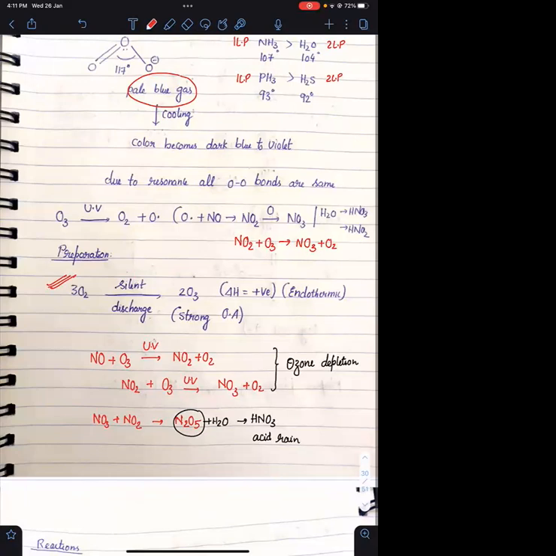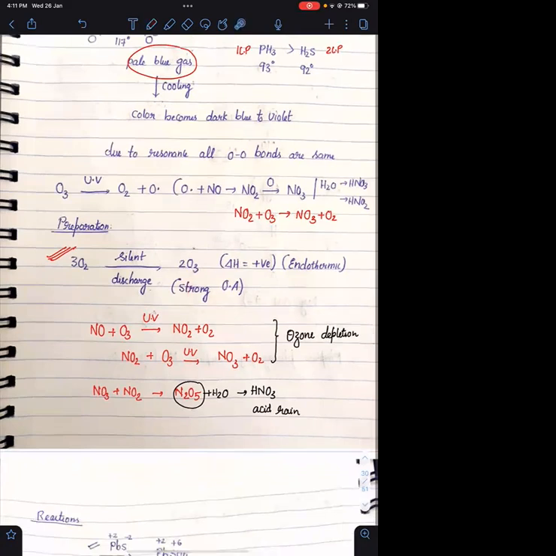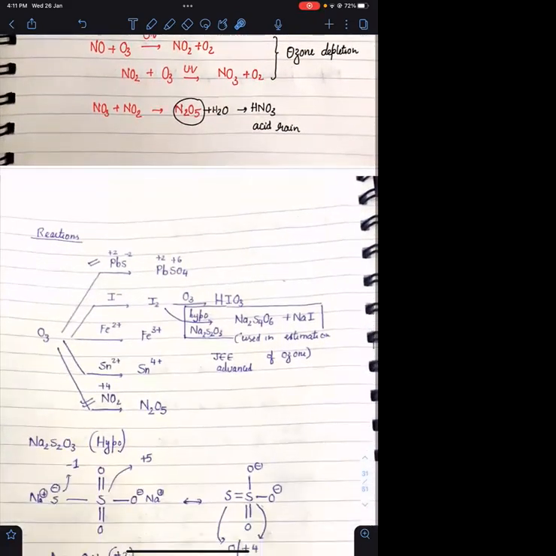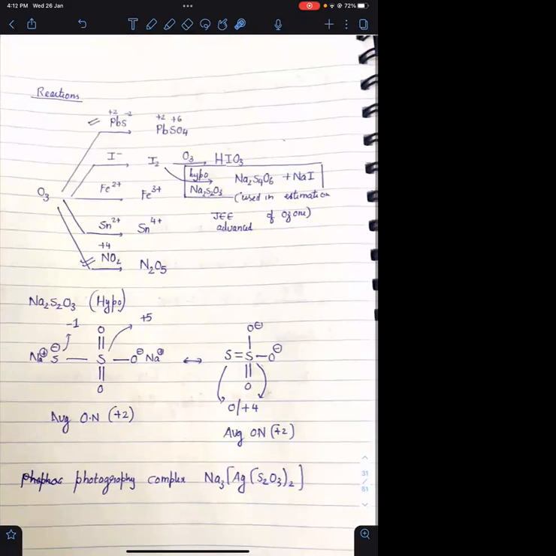Is that clear? O3 is strong oxidizing agent because it can convert into O2 and nascent oxygen. Because of the liberation of nascent oxygen, it is acting like strong oxidizing agent. Is that clear? Any doubt? O3 is a stronger oxidizing agent because it can split into O2 and nascent oxygen. This is responsible for its oxidizing behavior. Clear hai? Okay, let us see the reactions of O3 as an oxidizing agent.